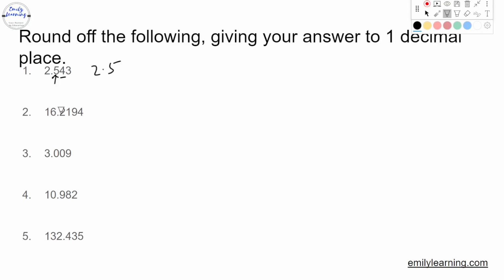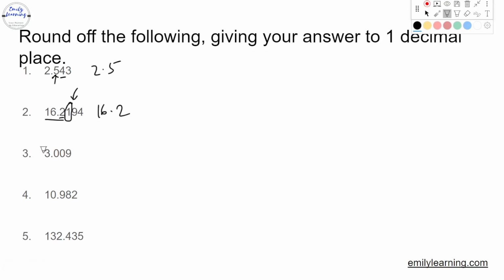Next, let's round off 16.2194 to one decimal place. So this is the one decimal place. This is the second decimal place, which I need to check. So 1 is lesser than 5. So in other words, to round it off to one decimal place, it becomes 16.2. I'll do nothing, or this 2 remains as it is.